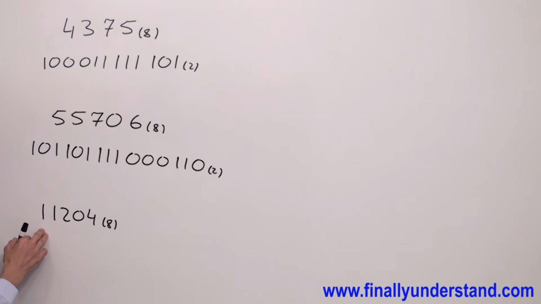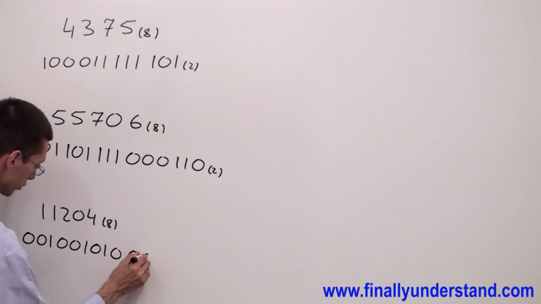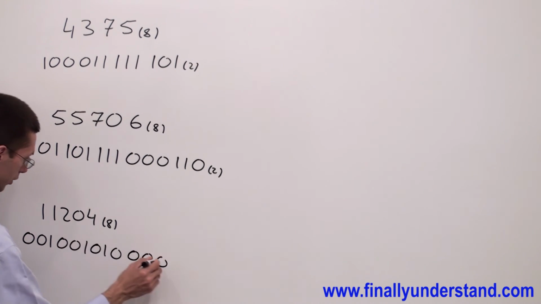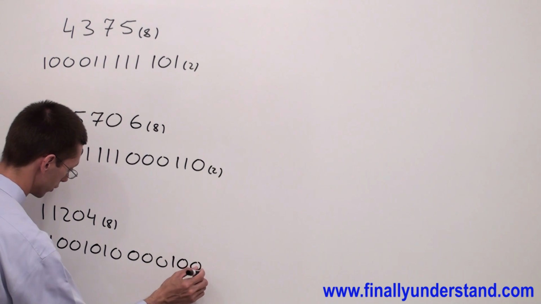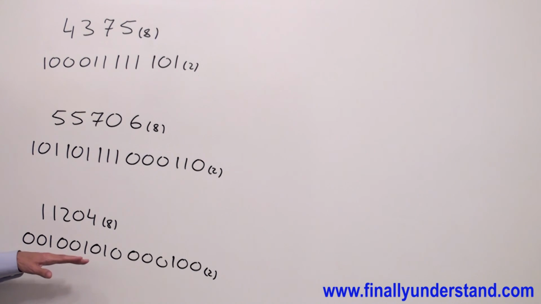Let's take a look at this one. We're supposed to convert again every single digit to a 3-bit binary number. Binary 1 is 0, 0, 1. Another 1 is 0, 0, 1. Binary 2 is 0, 1, 0. Binary 0 is 0, 0, 0. Binary 4 is 1, 0, 0. And this is my base 2. So this is the binary number which is equivalent to 11,204 octal.